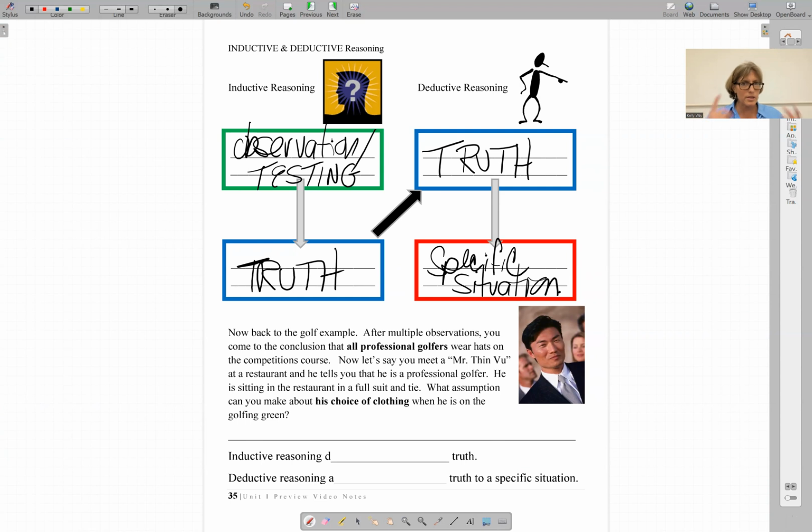So the way I symbolize this, you start with an aha, and then you apply it to something specific. So point to something specific. So inductive, take in information, aha, general truth. Deductive, aha, general truth, apply it to a specific situation. Let me go back to our golf example.